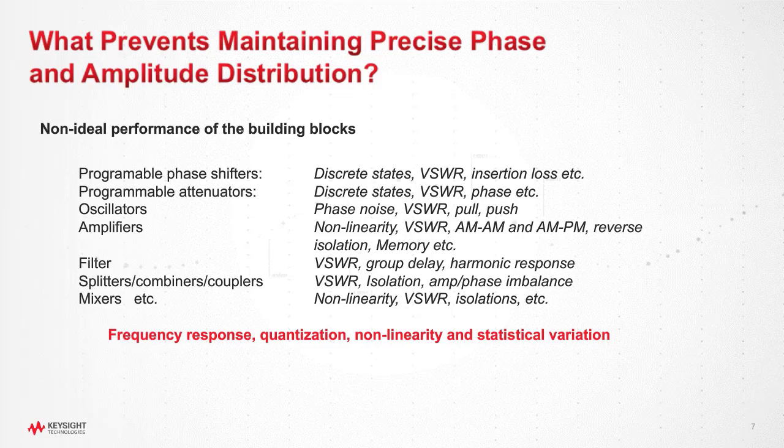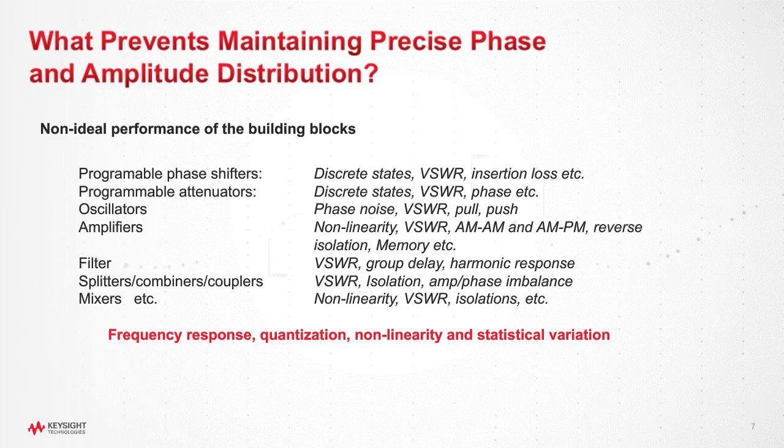Because this is a multi-channel system, and phased arrays are always multi-channel systems, the parts in various channels will have a different behavior. They slightly deviate from each other in each channel. So that statistical variation also needs to be considered, and that is also responsible for this precise phase and amplitude distribution that we want to impart to the antenna.